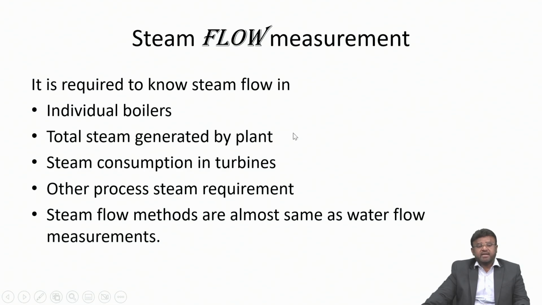Total steam generated by the plant, steam consumption in boilers, the other process steam requirements. Steam flow methods are almost the same as water flow measurements. One way or the other, both are related. That is the reason why some of these flow methods are common to both water as well as steam lines. An important point in regard to boiler steam is that the boilers are specified in TPH as their units. TPH is tons per hour.